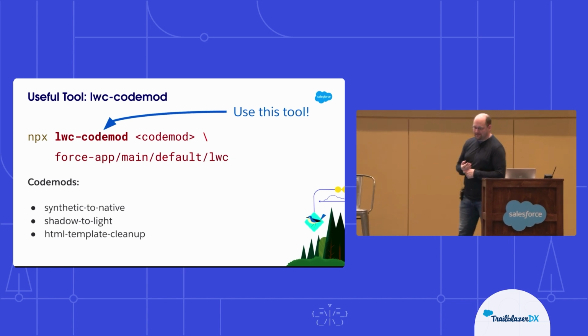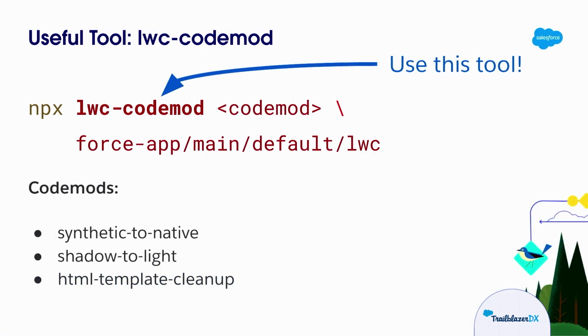Next, I want to talk about a really useful tool that not a lot of folks are familiar with, actually, we realize. And that's called LWC Codemod. So LWC Codemod is an open source command line tool that you can use. And what it does, effectively, is it will run transformations on your code base in order to do useful things for you. So the way that you run it is here I'm using npx, which is just a way of running code from npm. You can also use npm install if you'd like to.